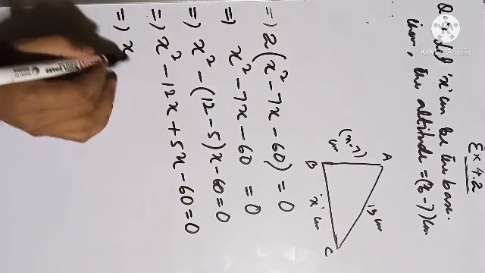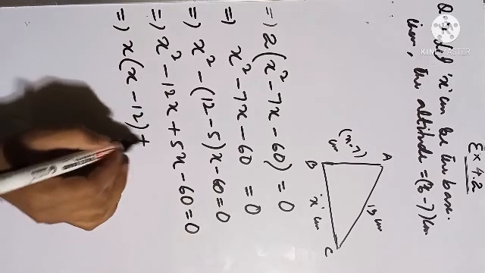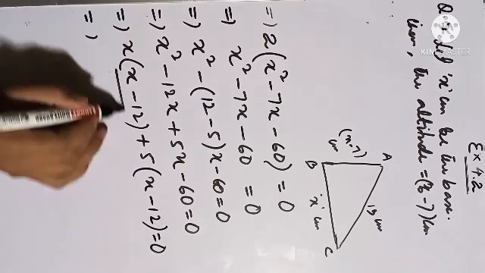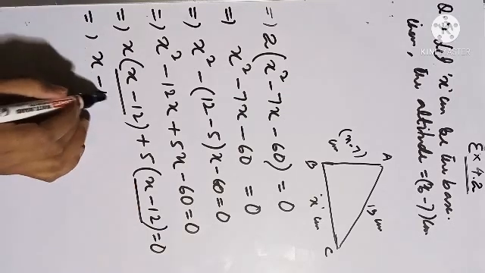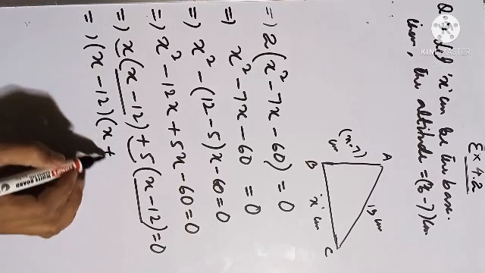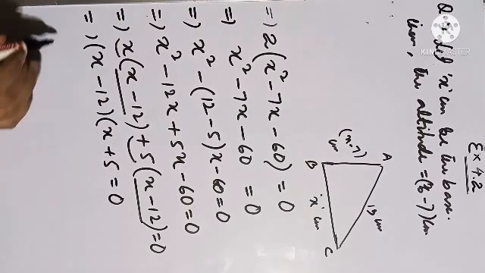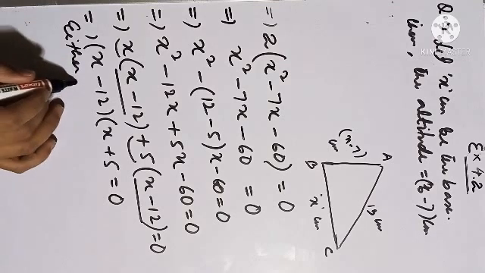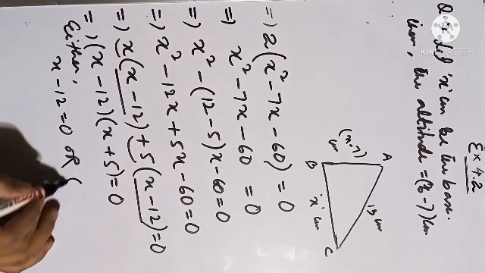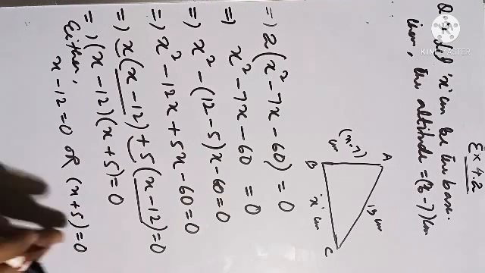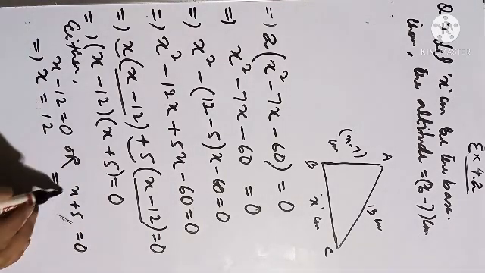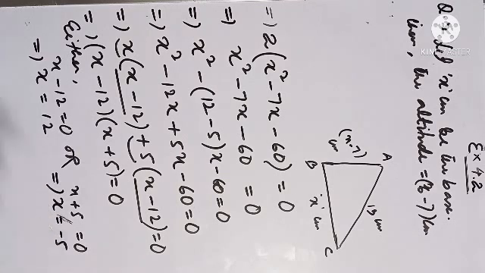I'll take x common now. Then here x minus 12 plus 5 times x minus 12 equal to 0. So now x minus 12, I'll take common, then remaining is x plus 5. So either x minus 12 equal to 0 or x plus 5 equal to 0. We can remove this bracket, nothing wrong. And then we get here x equal to 12, and here we get x equal to minus 5.